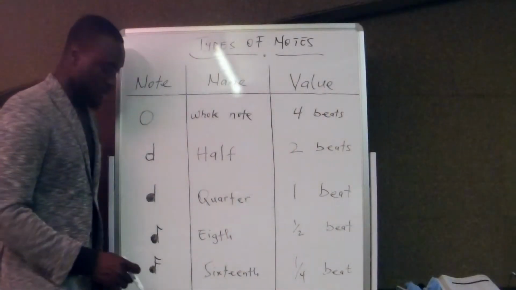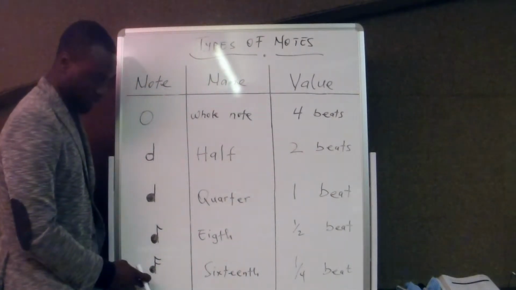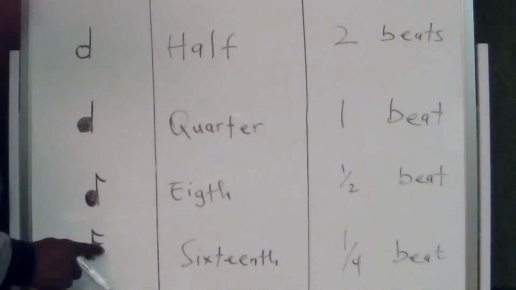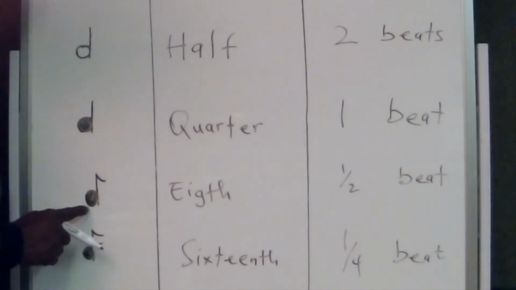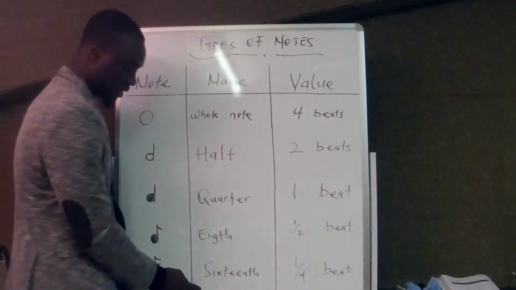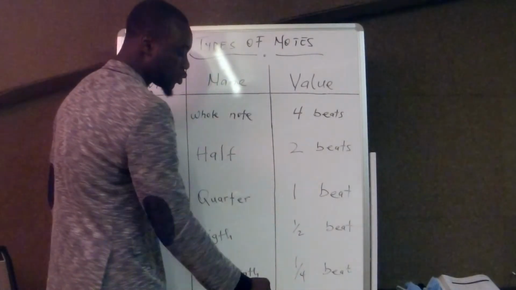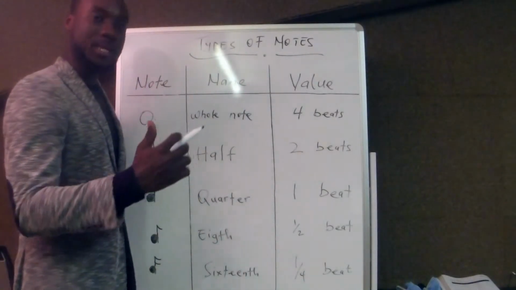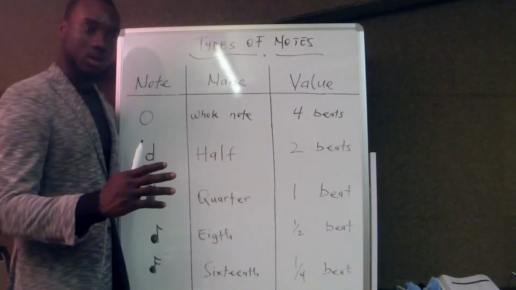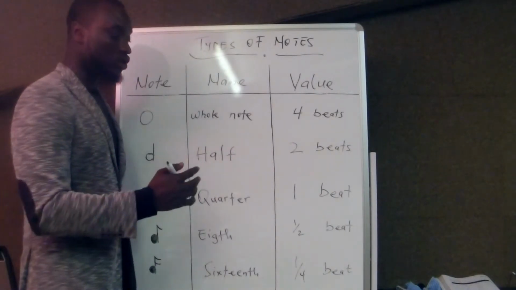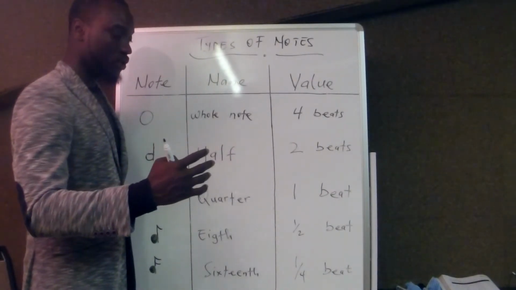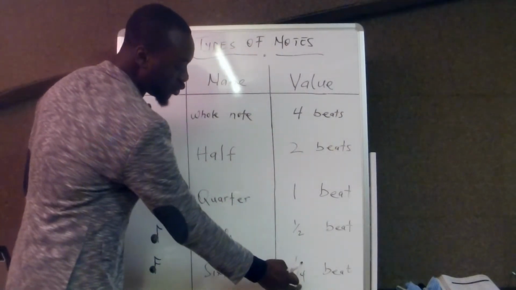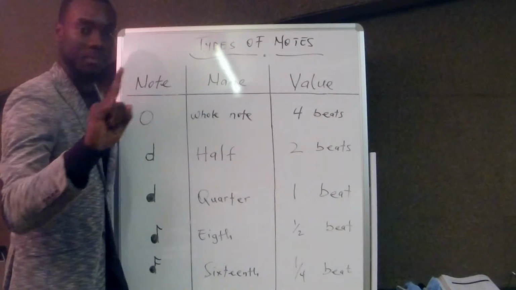Now, 16th notes. A 16th note looks like an eighth note, but it has 2 of those little lines coming out. It's called a 16th note, and it's worth a quarter of a beat. So in every single beat, you would have 4 of them. Because for you to get a whole beat, you would have 4 quarters. 1, 2, 3, 4 of these would make 1 beat.